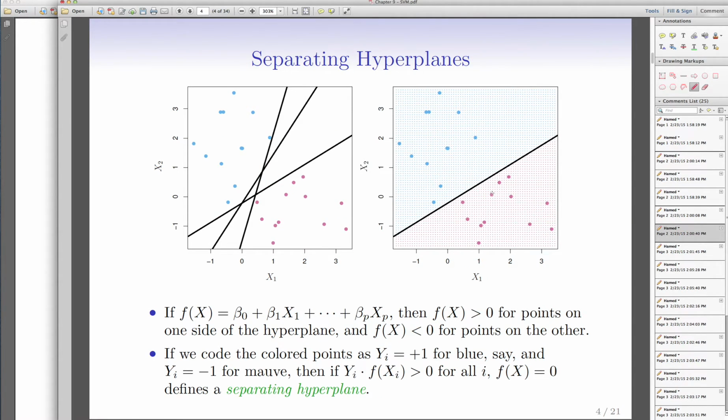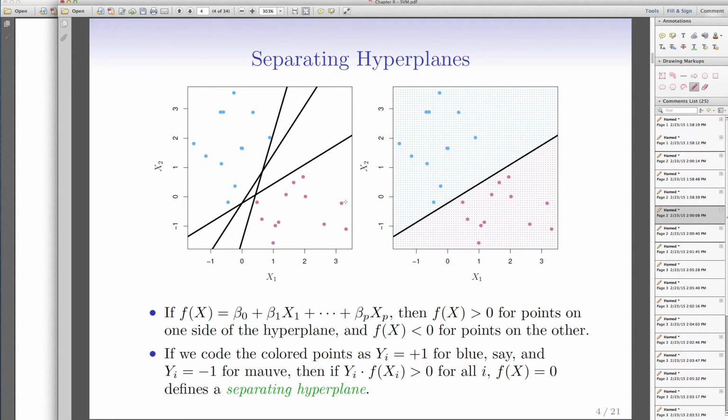So let's define a separating hyperplane. A separating hyperplane is a plane or an affine line or an affine hyperplane that separates two groups or two categories into distinctive categories. For instance, let's say we have this blue and this red category. This black hyperplane has separated our observations into two distinctive groups, right? So that's a separating hyperplane for this group.